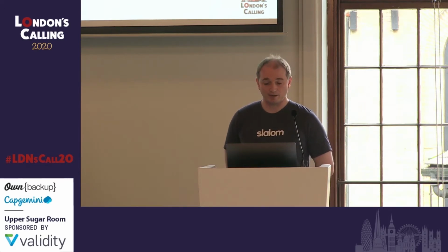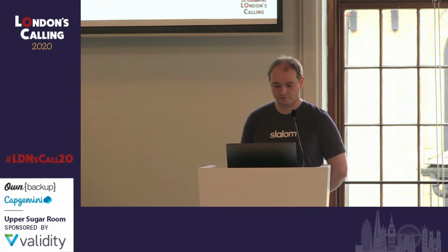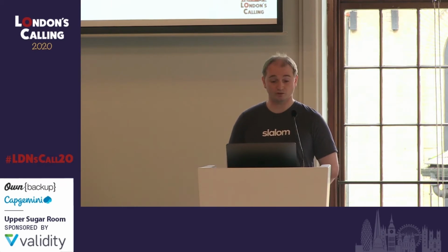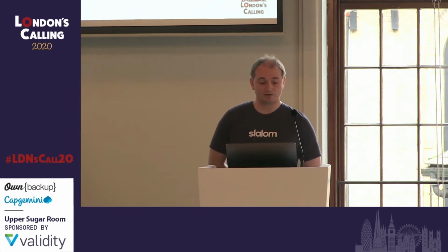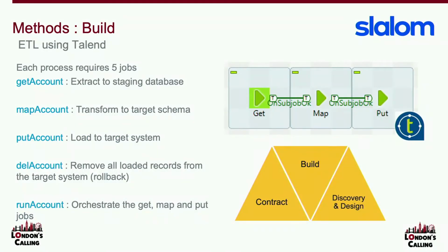I have a pattern for this, which involves 5 main jobs, and I'm going to dive out into Talend in a minute to show you this. You're going to have a get job, which pulls the data out of the source system, a map job, which then does the transformation, a put job to put that data into the target system, and then a couple of orchestration jobs.